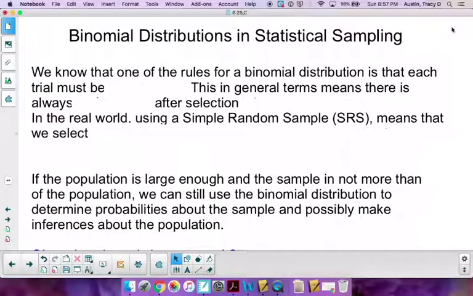Okay. One of the big ideas for binomial, you absolutely do have to write this down. I'll give you a couple of minutes. This is very, very important. And this ties directly into the testing that we'll be doing after Christmas.